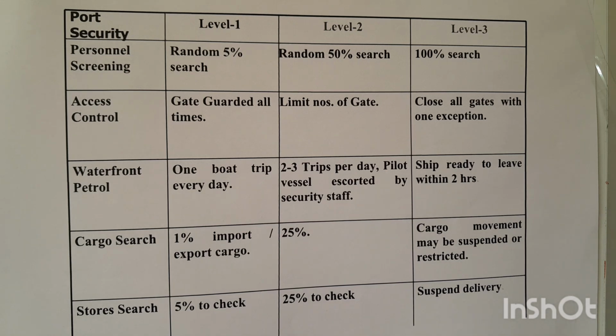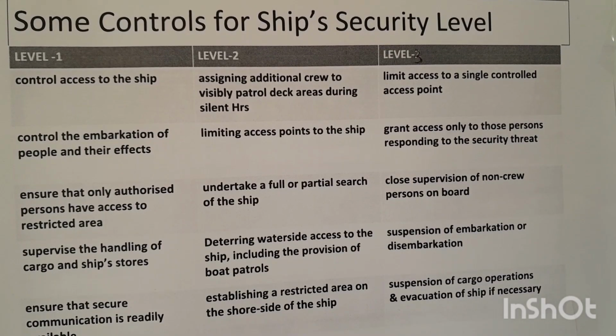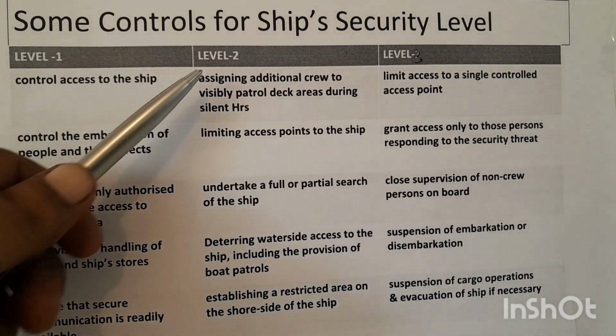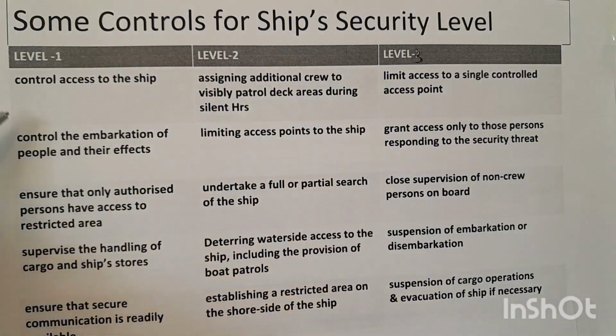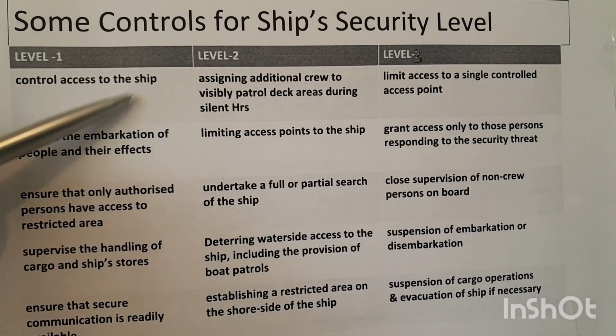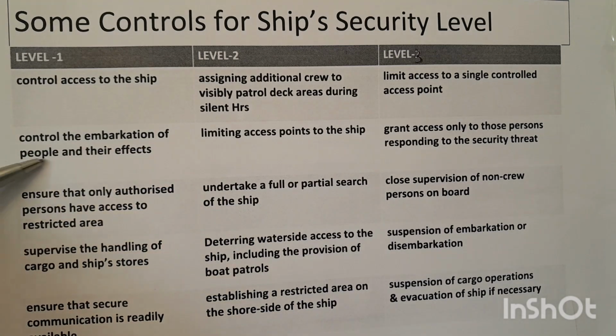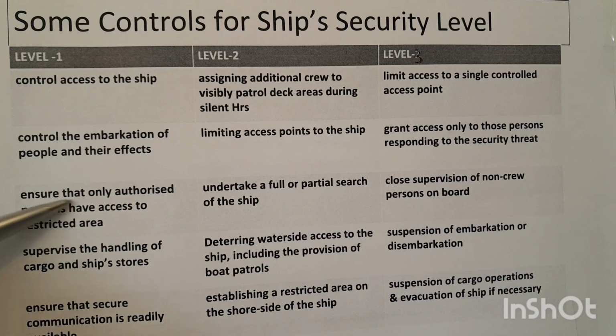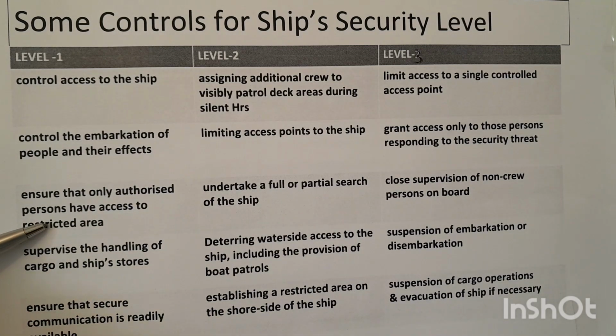Now the same thing you can see for the ships also. Similar to the ports, there are 3 security levels for the ships, level 1, level 2, level 3. In case of level 1, control access to ship, it means the normal control for the people coming to the ship. The embarkation of the people coming on board ship should be controlled. Ensure only authorized persons have access to restricted areas and so on. So these are the level 1.